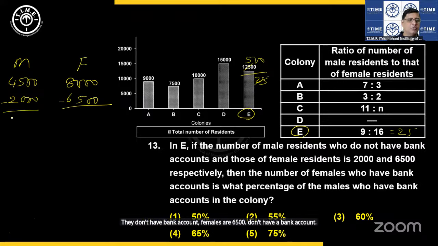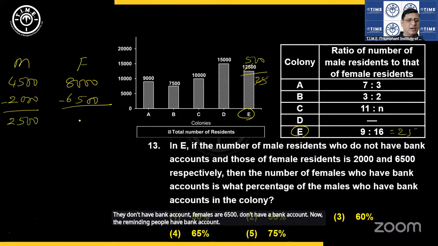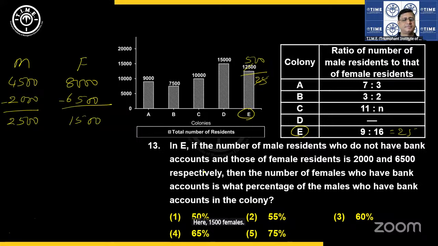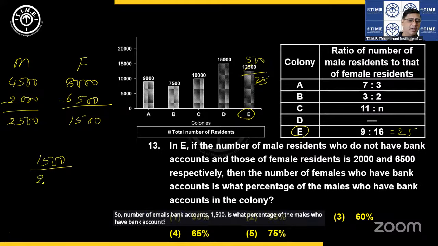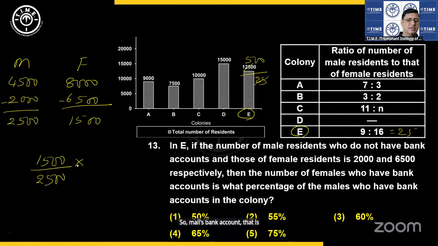Now the remaining people have bank accounts. What is the value? 2,500 males. Here 1,500 females. Now what is the question? What to find? The number of females who have bank accounts. So the number of females with bank accounts, 1,500, is what percentage of the males who have bank accounts? So males with bank accounts, that is 2,500.